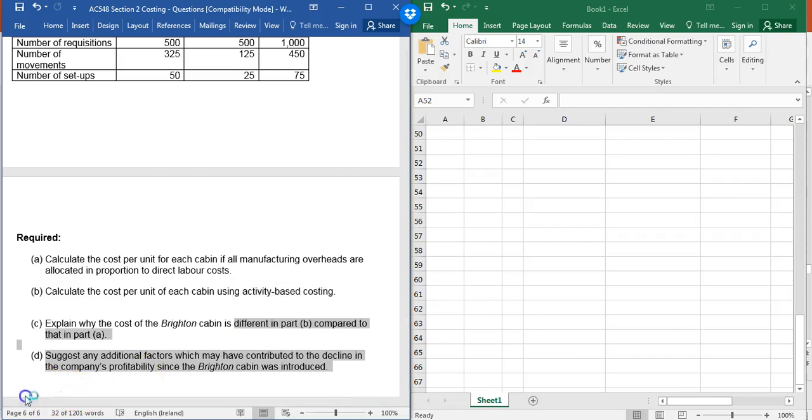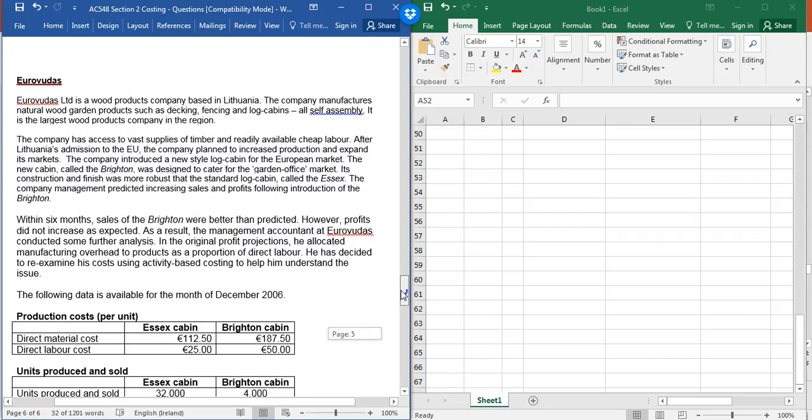So the background context to Eurovudas is it's not dissimilar to the OLATA question before. You have 2 products. You have the Brighton cabin and you have the other cabin which is called Essex. So Essex is the more established one, the standard log cabin. And then there's this new cabin they've introduced for the European market, and it predicted increased sales and profits following the introduction. However, the problem is after 6 months, sales have been better than expected, but profits haven't been. So they wanted to understand what's going on. So why is it the profits have not been as good as expected, yet sales have exceeded expectations?